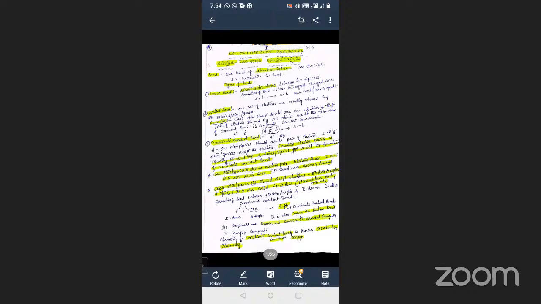The compounds which have a coordinate covalent bond are generally known as complex compounds. The chemistry of the coordinate covalent compounds or coordinate covalent bond or complex compounds, that chemistry is known as coordination chemistry. Okay, this is the introduction. Generally, we will go like this.